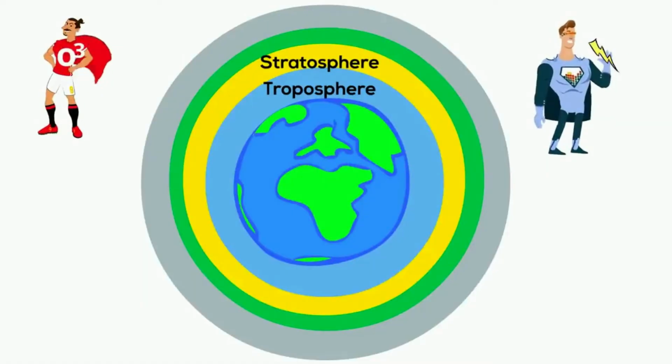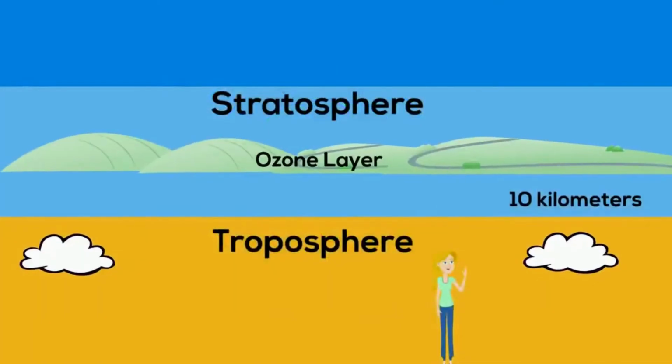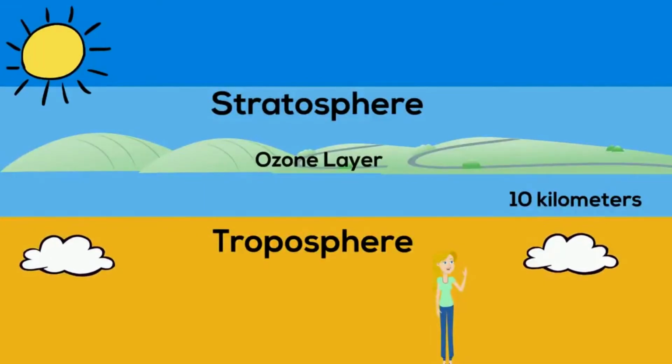The ozone layer is found in the stratosphere. The ozone layer protects us from ultraviolet light rays given off from the sun. And as you get higher in the stratosphere, the temperature actually gets warmer. This is because the ozone layer absorbs ultraviolet rays and warms up the stratosphere.